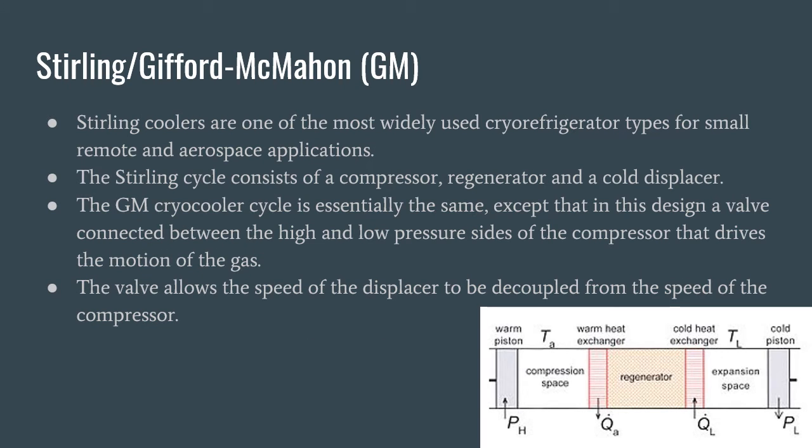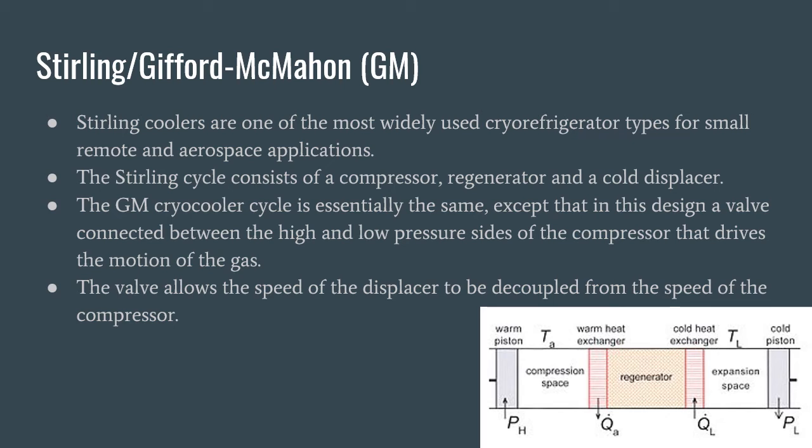Let's go in depth into the different refrigeration cycles. We'll start by talking about Stirling and the Gifford-McMahon cycles. Stirling coolers are one of the most widely used cryo refrigerator types for small remote and aerospace applications. It consists of a compressor, a regenerator, and a cold displacer. So the way it works is the working fluid, which is typically helium, is compressed and the heat of the compressor is removed to room temperature.